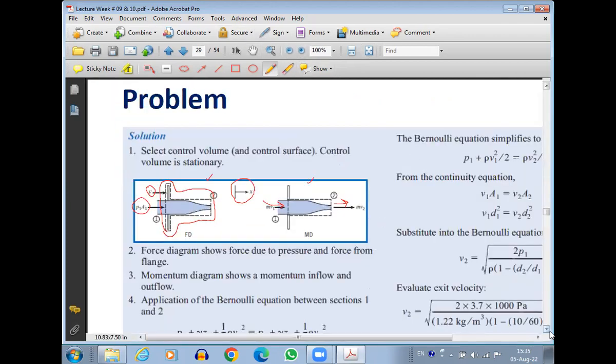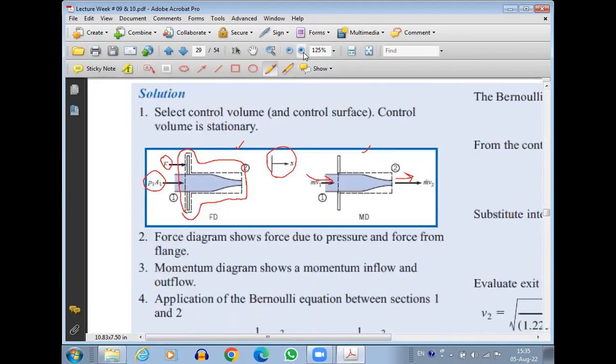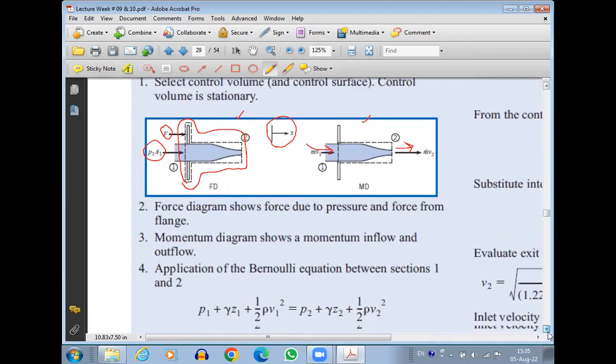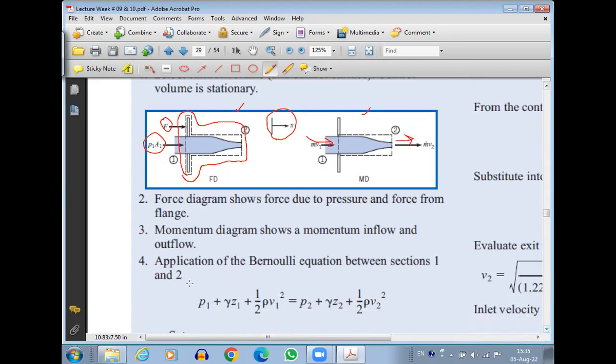Between points 1 and 2, this is applied in the pressure format. So we have P1 plus gamma Z1 plus half rho V1 square. So we have hydrostatic pressure at 1, pressure due to elevation, and then kinetic or dynamic pressure at 1, equals P2 plus gamma Z2 plus half rho V2 square. This is the Bernoulli's equation.